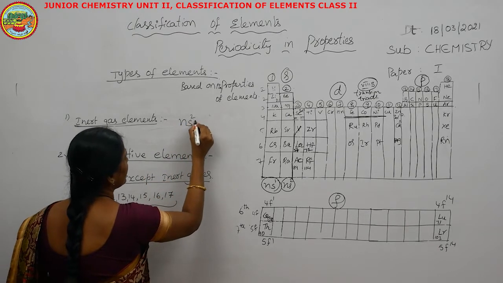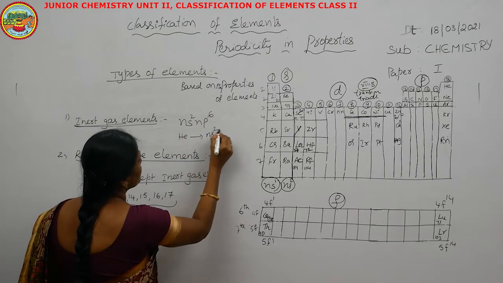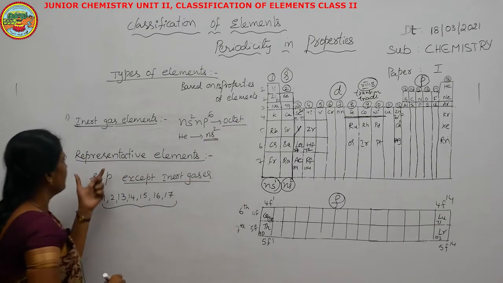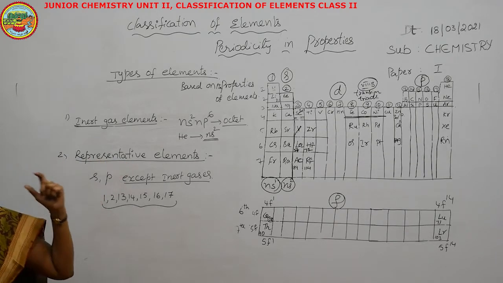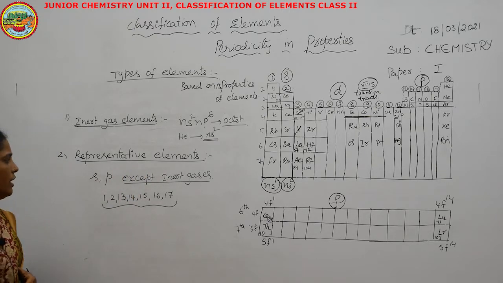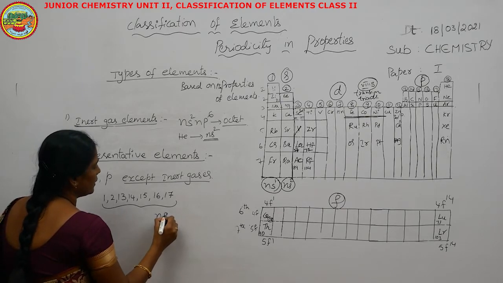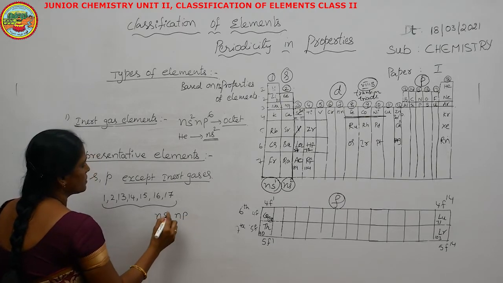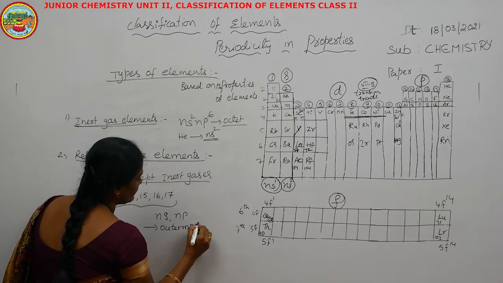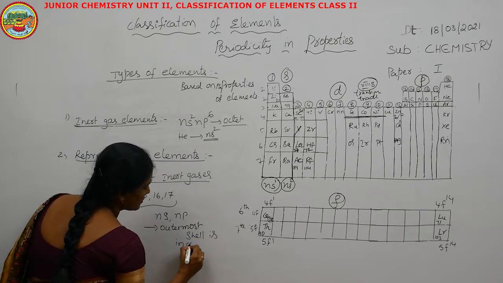For inert gas elements, the configuration is ns2np6, except helium, which is ns2 configuration. That is called octet configuration. Then what is the configuration of representative elements? What is the definition of representative elements? They are the elements in which the outermost shell, ns and np, is incomplete.